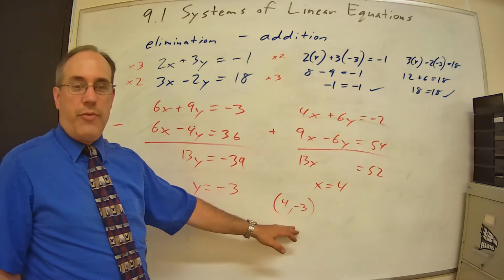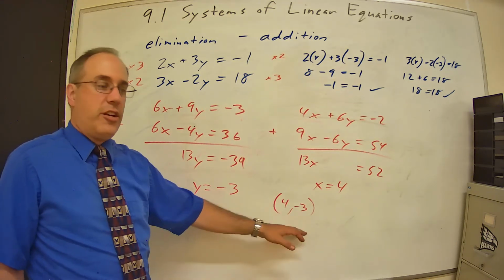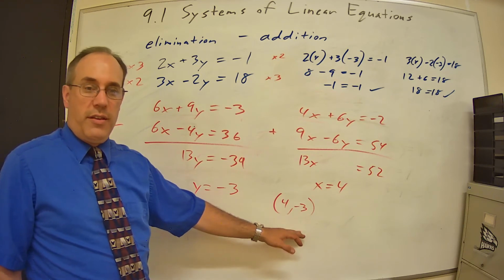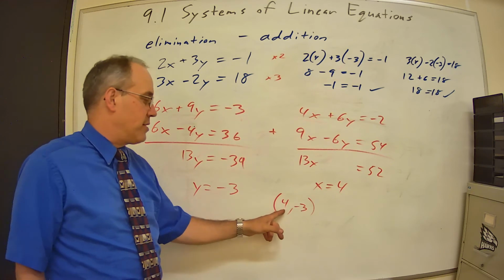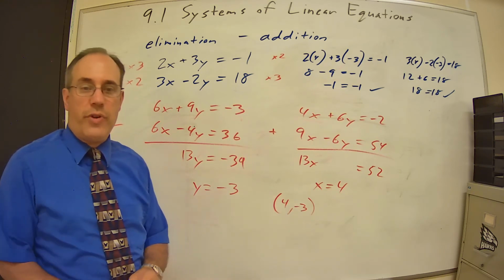And again, we have that it is a conditional system because it is true when x is equal to 4 and y is equal to -3, but at no other point.